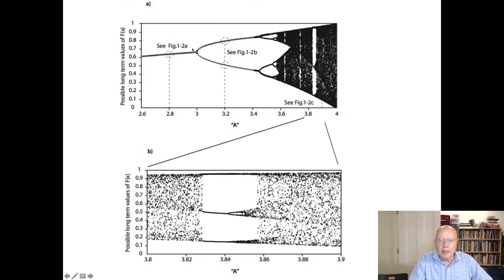So for values less than 3, you end up with a single value. For between 3 and 3.4, you end up with 2 values. When you have 3.5, you end up with 4 values. And then you get a chaotic system where you can have any value that you end up with. There's no predictive capacity. You have no idea where you're going to end up.